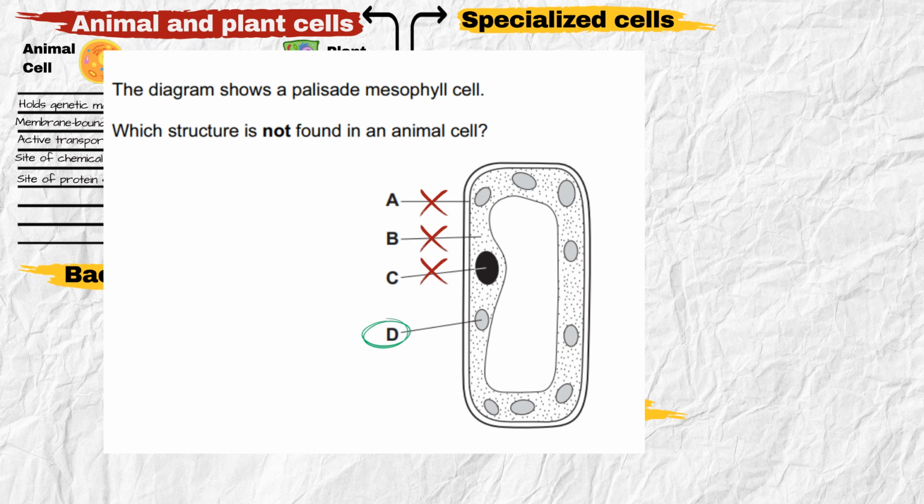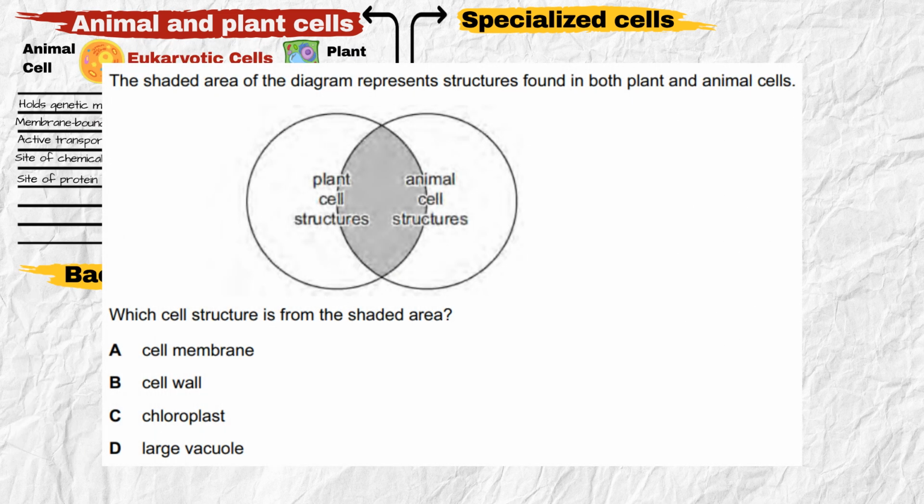Here is the same question, but in a different form. The shaded area of the diagram represents structures found in both plant and animal cells. Which cell structure is from the shaded area? Cell membrane is the only structure shared between the two cells from this list.